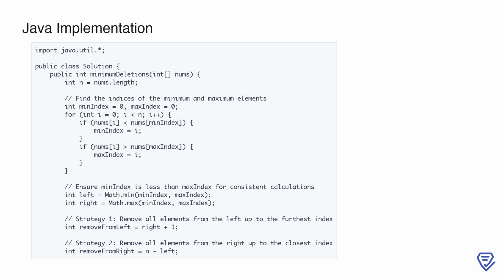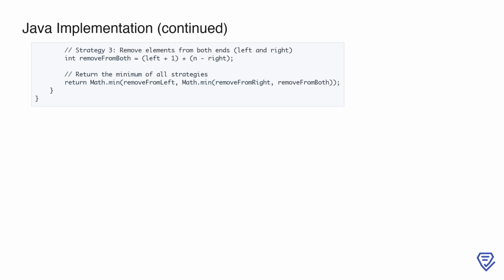The first strategy, remove from left, considers removing all elements up to the right index, inclusive. This represents the case where we delete from the start of the array up to the furthest of the 2 indices. Next, we explore an alternative strategy, remove from right, which involves removing all elements from the end of the array up to the closest of the 2 indices, represented by left. This approach essentially deletes from the back of the array towards the smaller index. Additionally, there is a third strategy, remove from both, where we remove elements from both ends of the array.